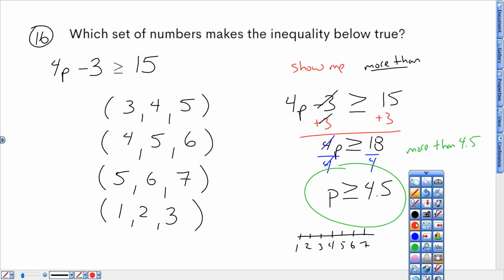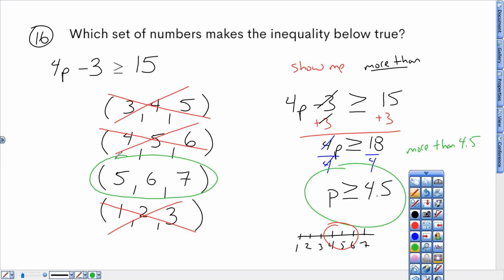You don't want to pick 4, 5, 6 because 4, 5, 6 has a number in there not more than 4.5. You don't want to pick 3, 4, 5. You don't want to pick 1, 2, 3. The only set of numbers here that have all 3 more than 4.5 are 5, 6, 7. These ones right there. All right, moving on.